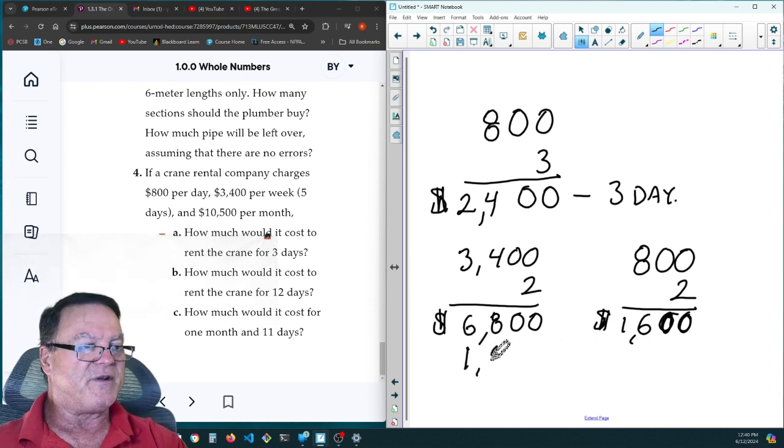And we'll add these two together to find what the total is for 12 days. So 0, 0. 8 plus 6 is 14. We'll carry the 1. 6, 7, 8. So for 12 days to rent that crane would cost $8,400.